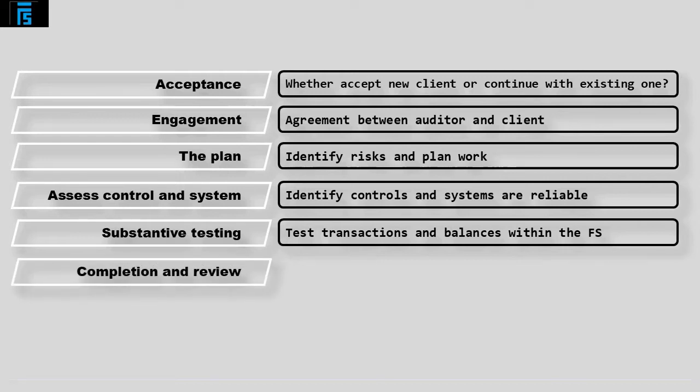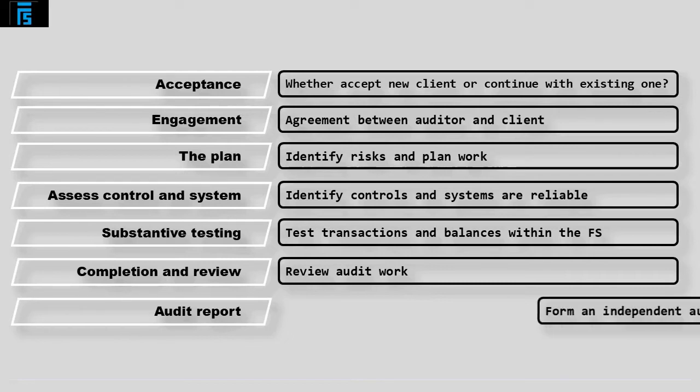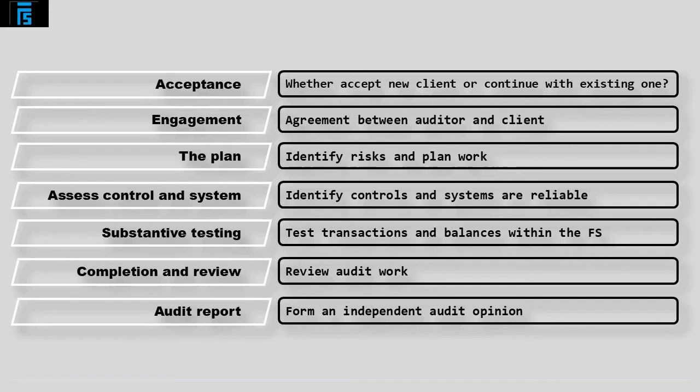Step 6. Completion and review. At this stage, the audit manager will review the evidence collected and the work completed to ensure it is enough to form an opinion. Step 7. The audit report. Finally, the audit partner responsible for the audit will review the audit work and the financial statements and form an opinion on whether the financial statements are true and fair and properly prepared or not. We must understand what happens at each stage of the audit process to fully appreciate the external auditor and the opinion that is formed on the financial statements.